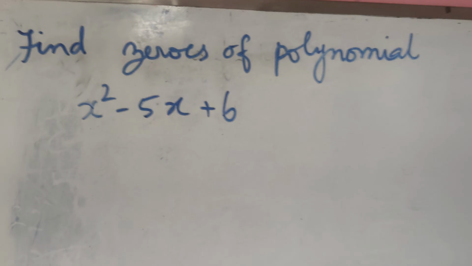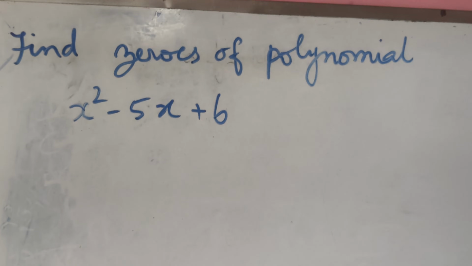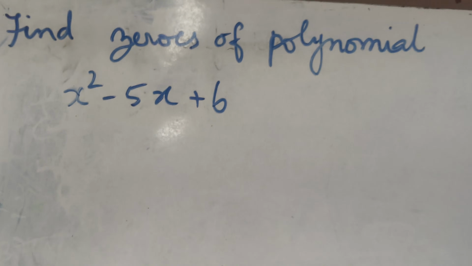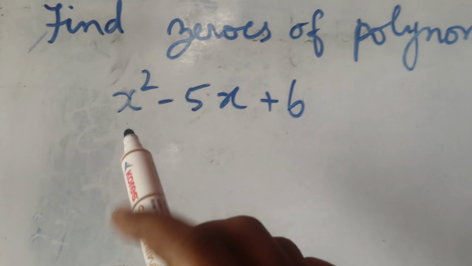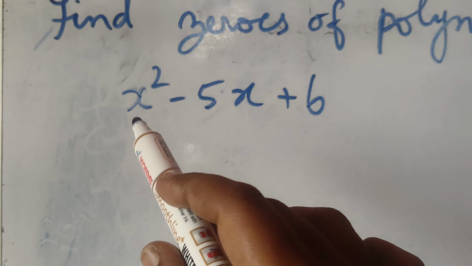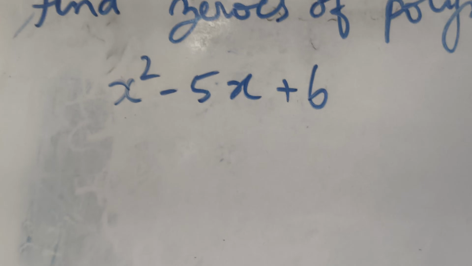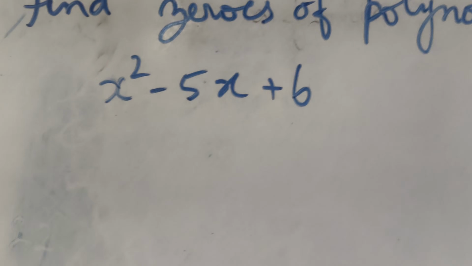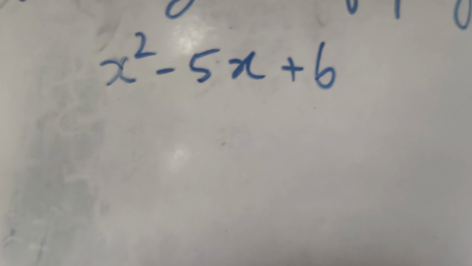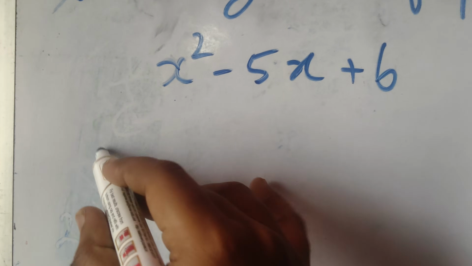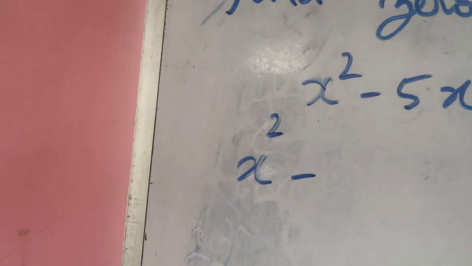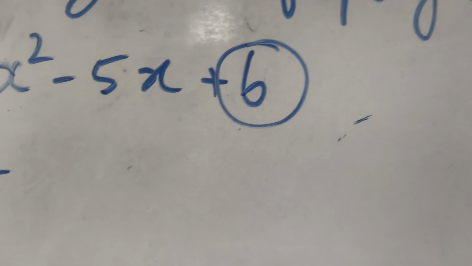Assume we have a question: find the zeros of the polynomial x square minus 5x plus 6. This is a single variable polynomial. The variable is x, and it has 3 terms in it, so it is a trinomial, and it is of degree 2, which is the highest degree of x. Now the way we can find the zeros of this polynomial is, we have to look at the constant. The constant is 6 here.